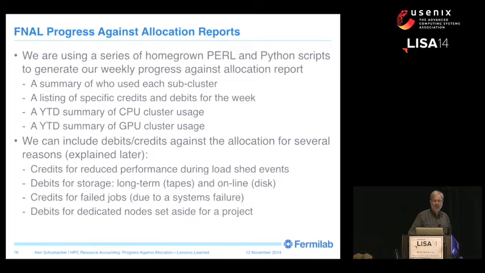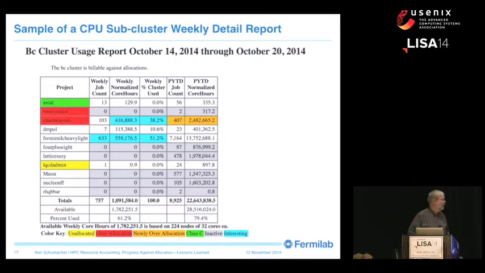If we find out later that there was some corruption in some memory card or something, and he's got to throw that data away, we'll give him a credit for that job, and he gets that time back. And then there's the problem of what do you do when you've got dedicated nodes set aside for a project. You don't bill based on how long the job ran, you bill on how long that set of nodes was dedicated for that user.